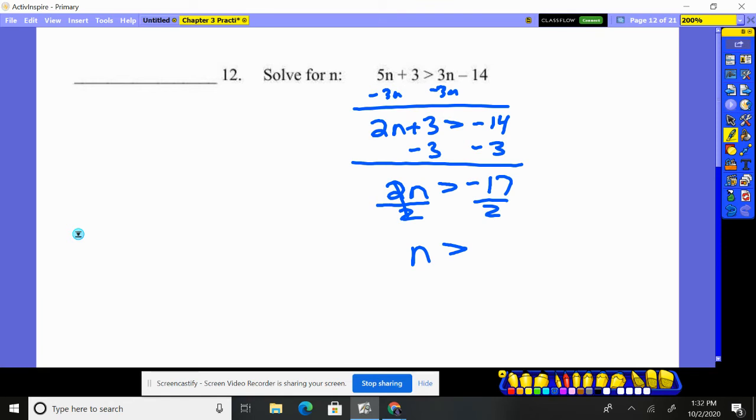We do not flip the sign. We weren't dividing by a negative. We were dividing by a positive 2. It's just a negative number that's being divided. That doesn't change anything. It's only if we divide by a negative that the inequality symbol will flip. 16 divided by 2 is 8. And 1 extra should be negative 8.5.